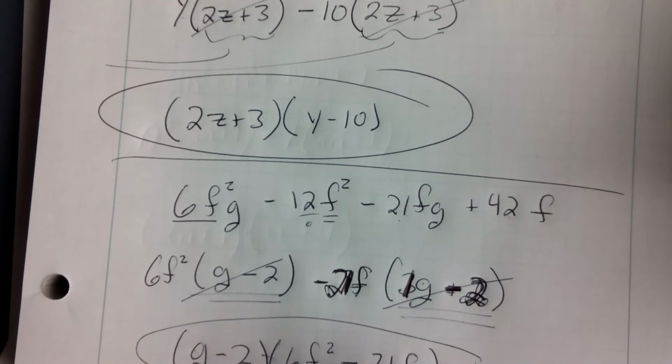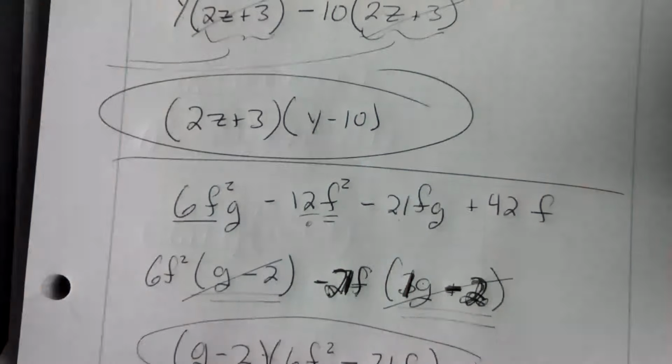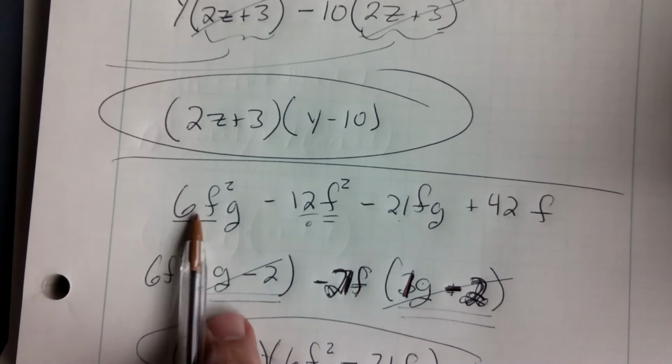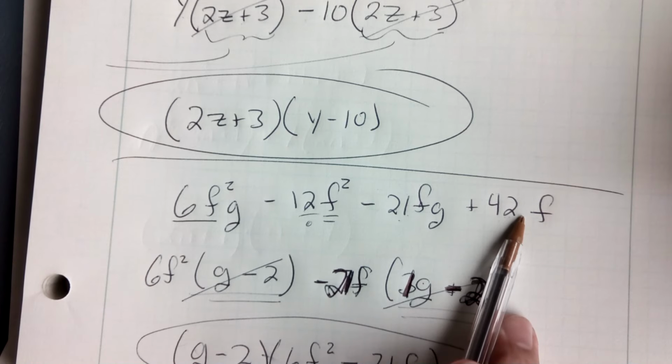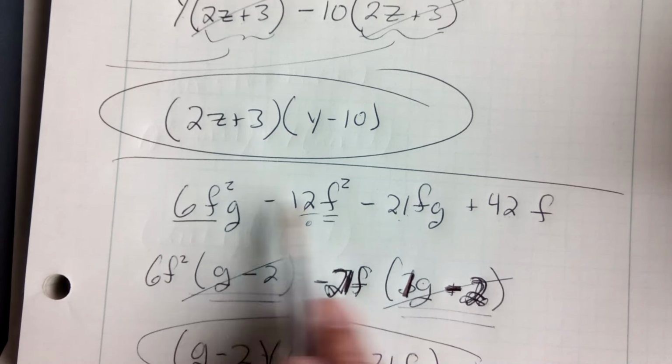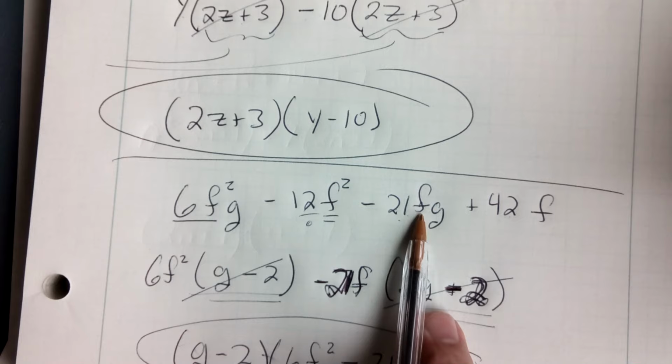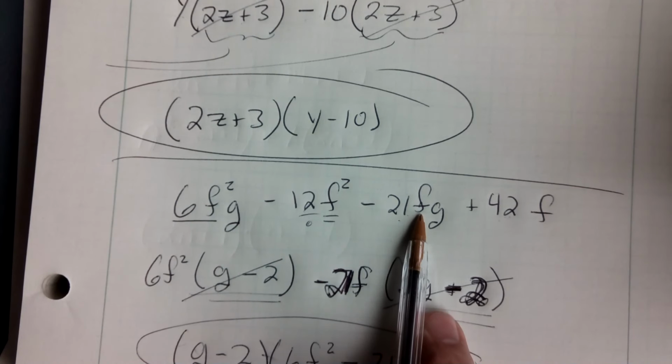Actually, I can even factor more, because I just noticed the 6 and the 21 have a 3 in common. So I can factor out a 3. I should have looked up here and noticed that 6, 12, 21, and 42 all have a factor of 3 and a factor of f. So remember the first rule of factoring, which I forgot? Look for anything in common with all the terms.